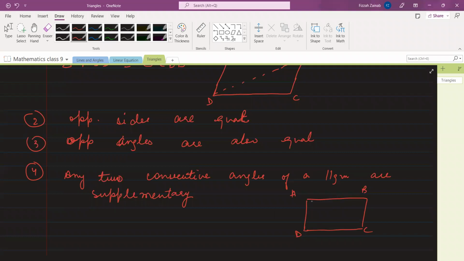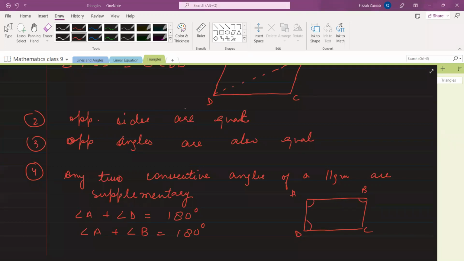Let me take this angle A and angle D. So angle A plus angle D will be 180 degrees. So this is the property of a parallelogram. Understand? Or we can also say that angle A plus angle B is equal to 180. That is also true because A and B are also consecutive angles.